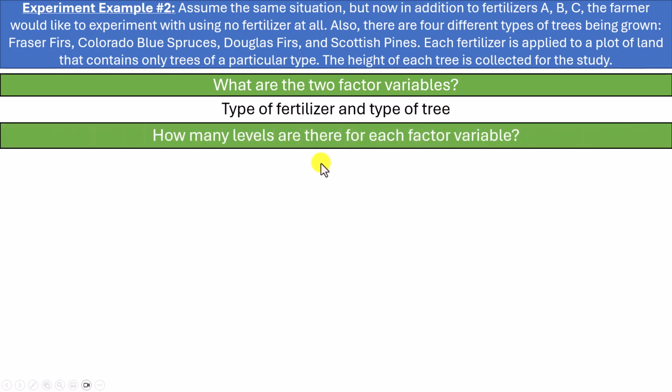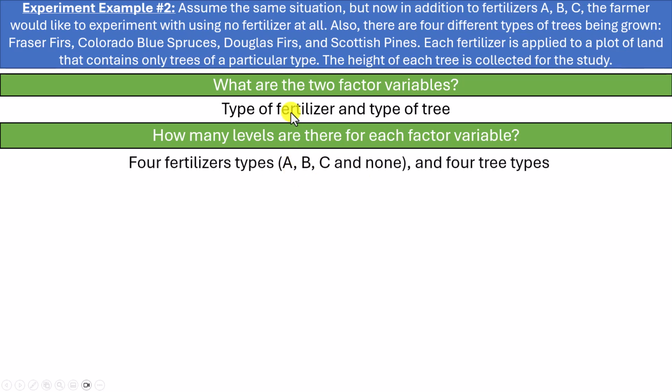How many levels are there for each factor variable? Well, we have 4 different fertilizer types. We have either A, B, C, or none is another option here. So we would consider that as one of the possible levels there. And then we have the 4 different trees.